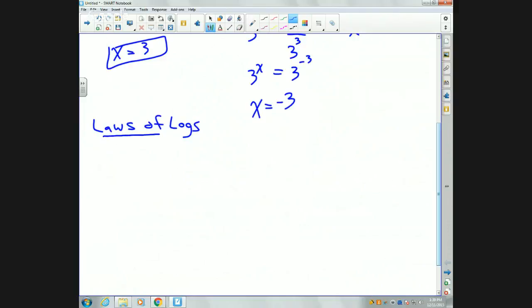So you've seen so far that logs are related to exponents. I mean, obviously, all of these questions we dealt with some exponents. So the laws of logs actually deal with exponents as well. So I think it might be worth looking at a few of these. We'll talk a little bit about why they are the way that they are, and then we'll get into some of the more complicated ones.